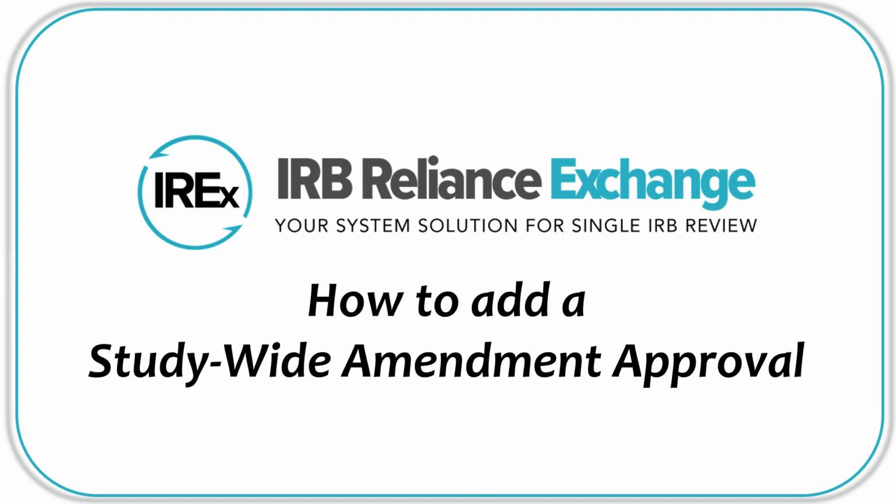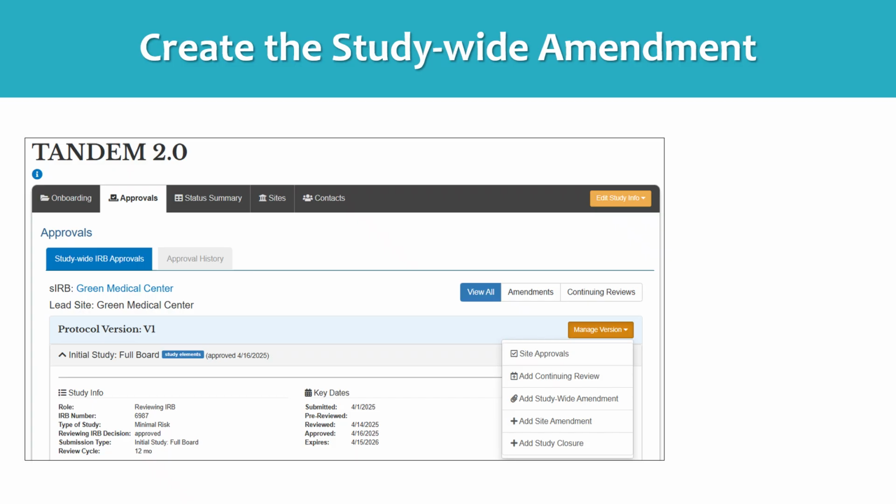In this video, we'll demonstrate how study managers add a single IRB-approved study-wide amendment to IREX. Begin by creating the study-wide amendment in IREX. Open the study and using the Approvals tab, click Manage Version and select Add Study-wide Amendment.